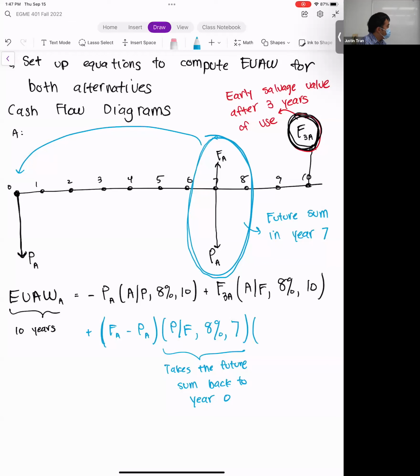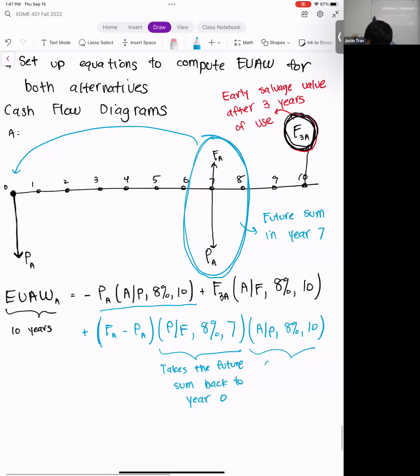Present day is actually a good place to be, because usually from present day you can go anywhere that you want. We've already done a conversion between present day and a uniform series over this 10 years, and that was this one right here. So let's apply that same conversion. If we multiply this by A over P, 8% and 10, this converts P to A. Let's convert the P to an A over those 10 years. That's exactly what we want.